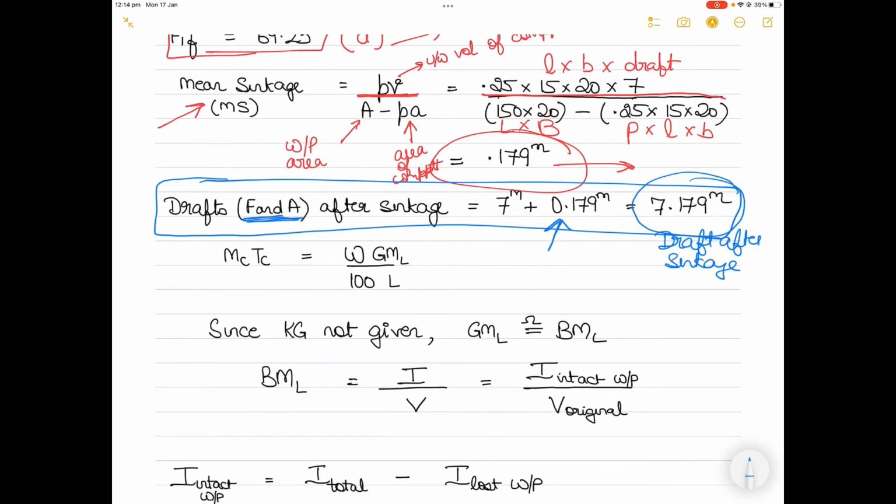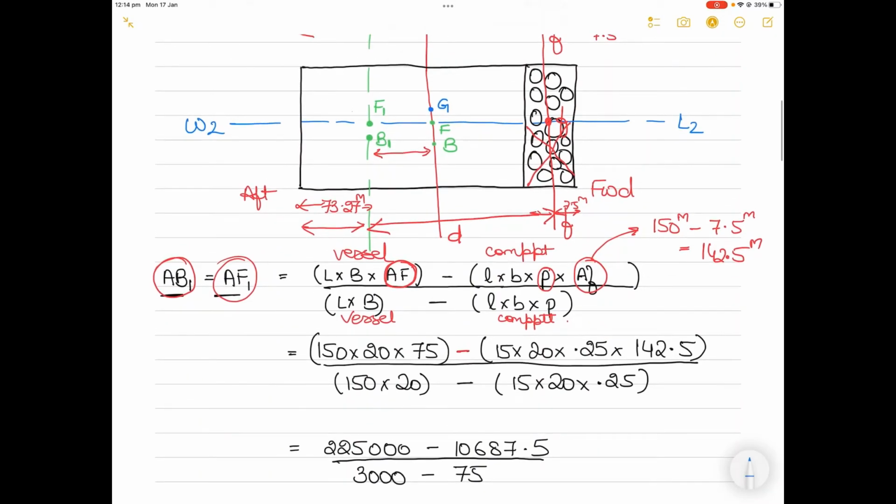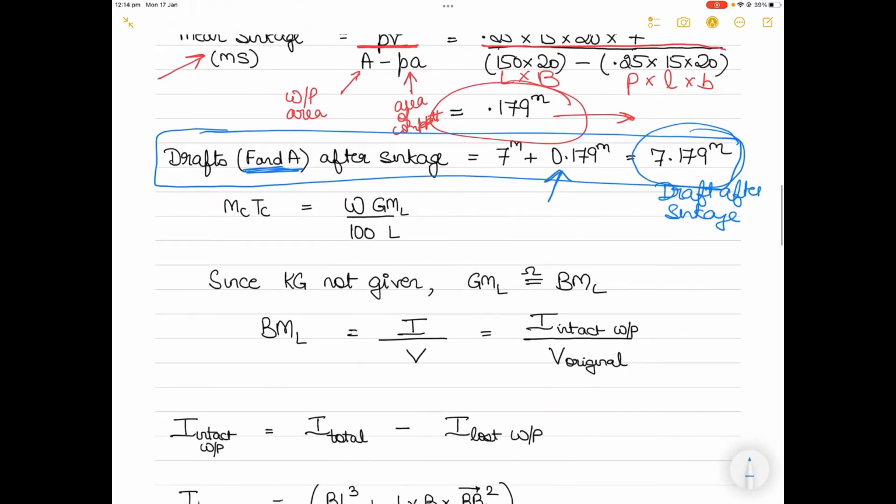Alright, now we have to find out how much trim has occurred, because water has been flowing in the forward part of the compartment, and center of gravity is now forward of the new center of buoyancy. So the vessel will definitely trim by the head because the center of gravity is forward of center of buoyancy. So how to find that out?